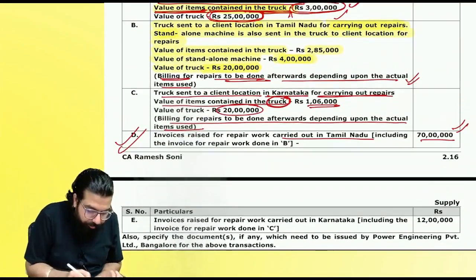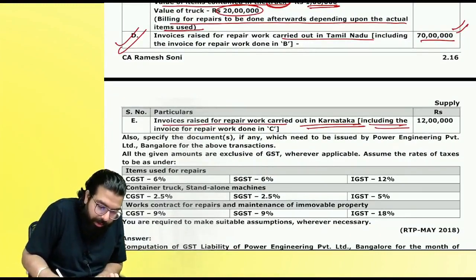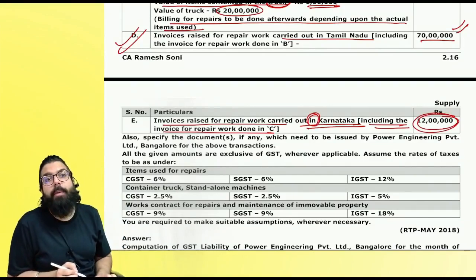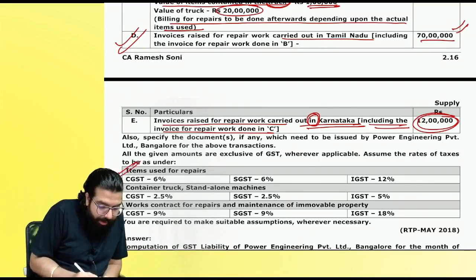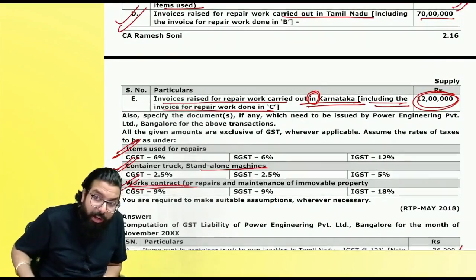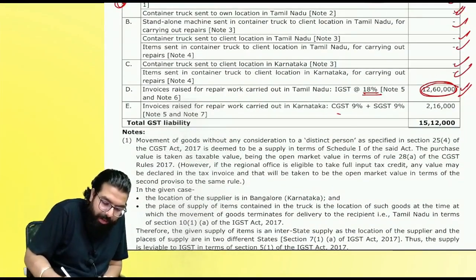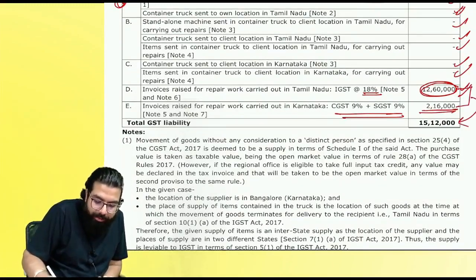Then, everyone over here, invoice raised for repair work done out of Karnataka, including invoice in Karnataka, is 12 lakh rupees. On 12 lakh, what will come? CGST and how much? See here. Item used for repair, on the item this is the rate. Container, truck and standalone machine, this is the rate. And works contract service, this is the rate. What rate will you apply? Works contract. You will apply CGST and SGST, 9 and 9%. How much, everyone? 2 lakh 16,000. Can you see, only two items and this is the total?